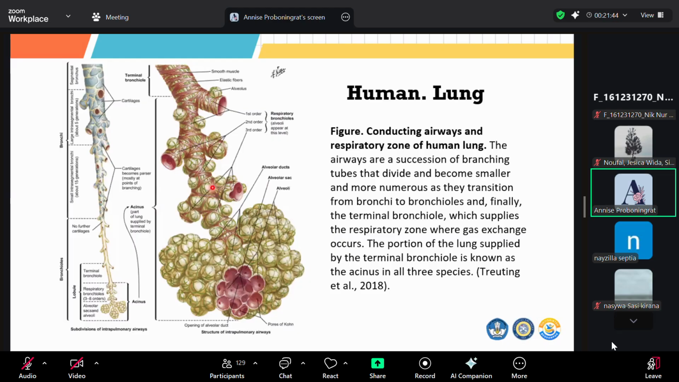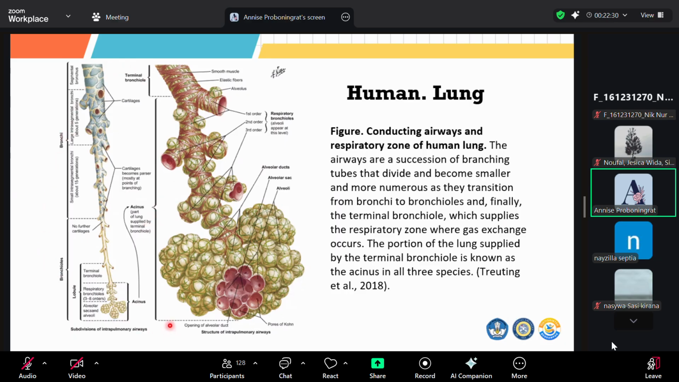And the human lung, especially the conducting component or conducting airways. In the human lungs, the airways are a succession of branching tubes that divide and become smaller and more numerous as they transition from bronchi to bronchioles and finally the terminal bronchioles, which supply the respiratory zone where gas exchange occurs. The portion of the lung supplied by the terminal bronchiole is known as the acinus in all three species.